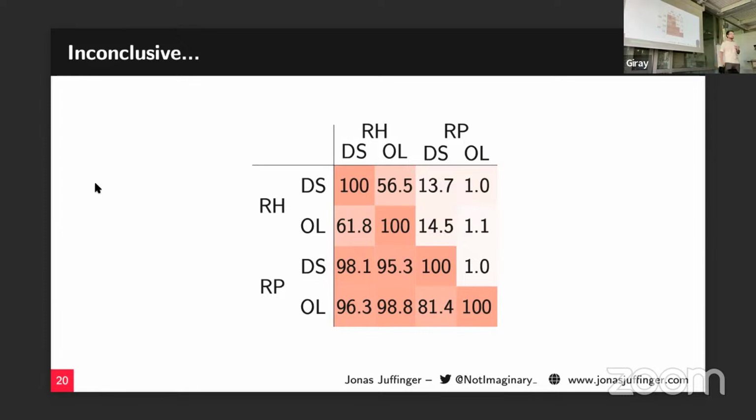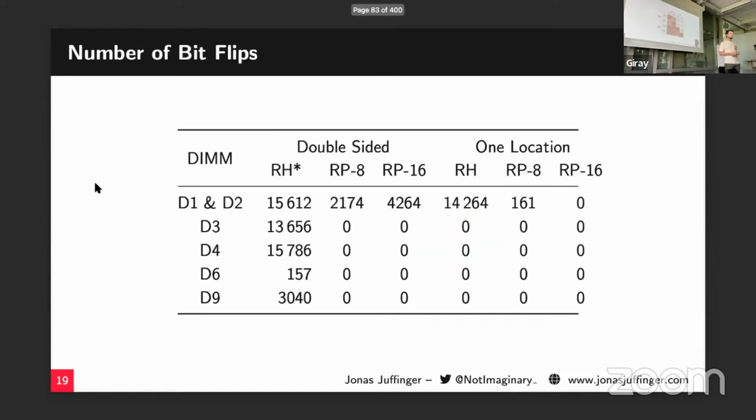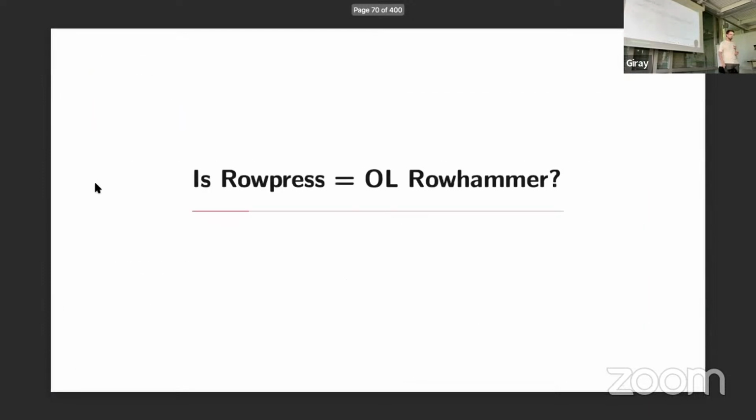So, yes. One question. What's the difference between one location RowHammer and one location RowPress in your experiments? It's the number of accessed offsets, actually. So let's go back quickly. How far can I go back?